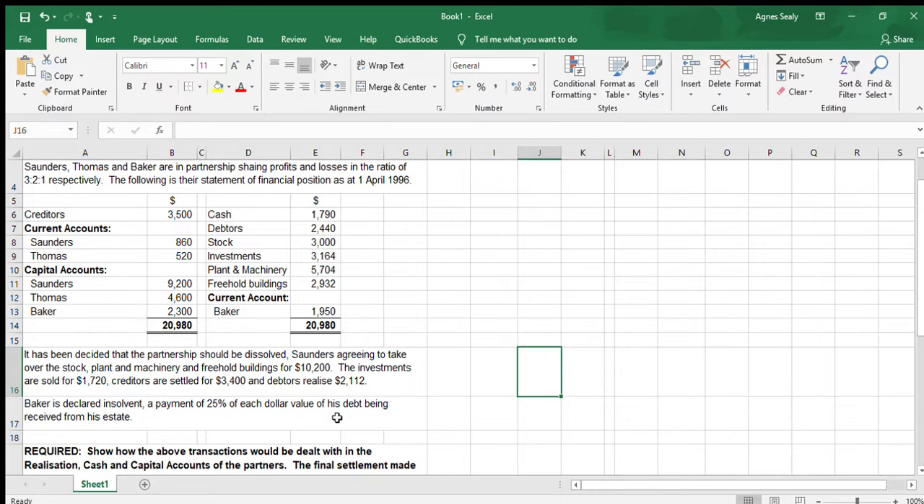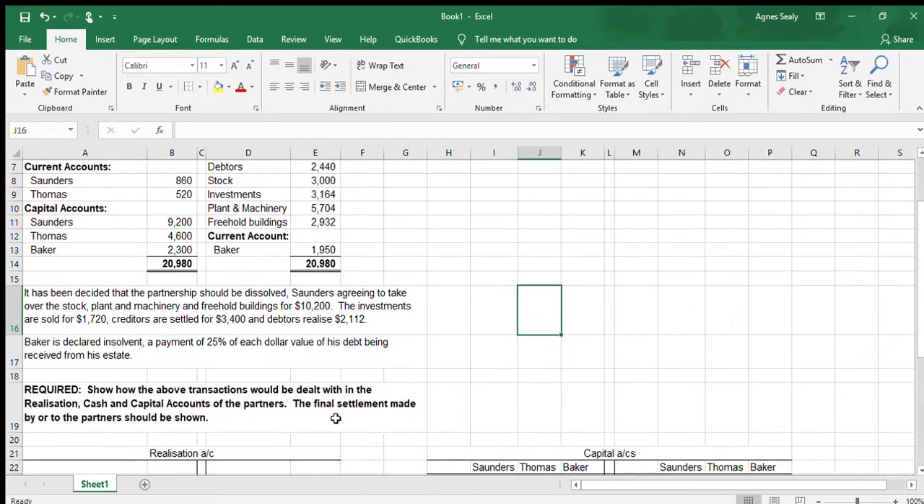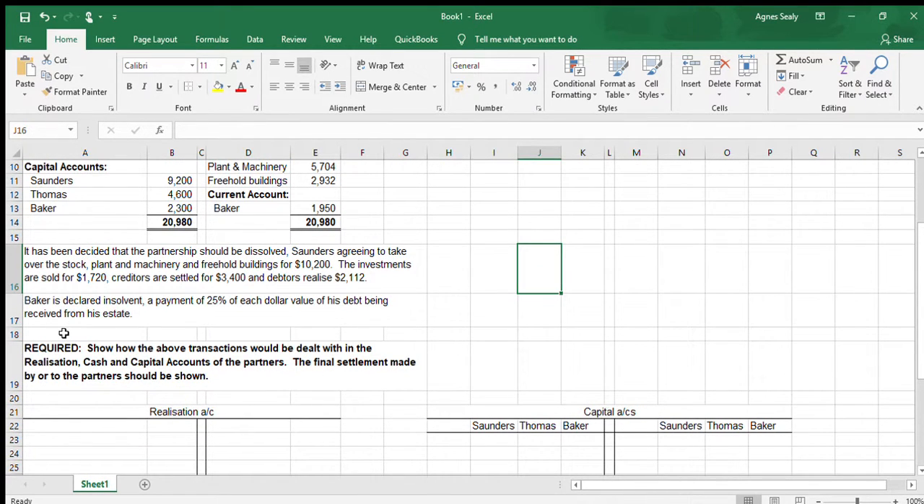Additionally, Baker is declared insolvent, and a payment of 25% of each dollar value of his debt is being received from his estate. It means that Baker cannot pay all the amount of money that is due to the partnership and that is owed, and he is deemed insolvent, but he's only able to pay 25% of what he actually owes. So what we are required to do is show how the transactions we're looking at here are going to be dealt with in the realization account, the cash and the capital accounts of the partners, and we're going to share this final settlement made by or to the partners in their capital accounts.